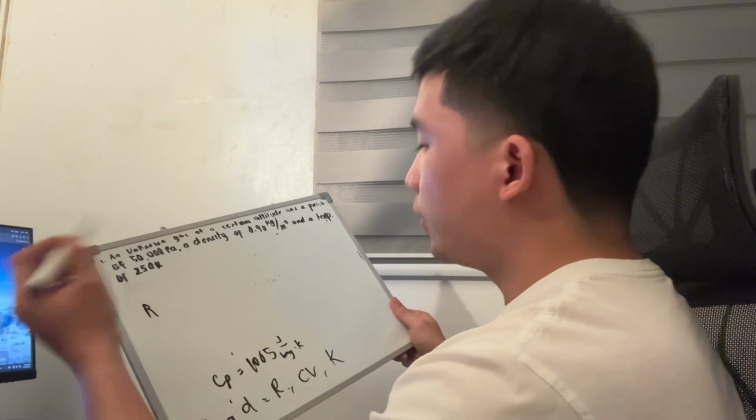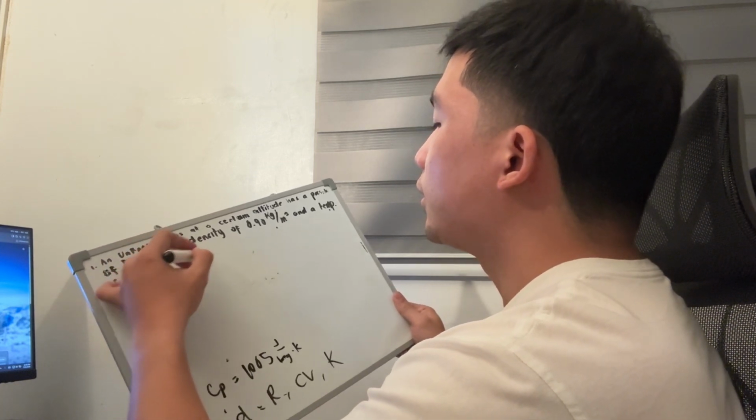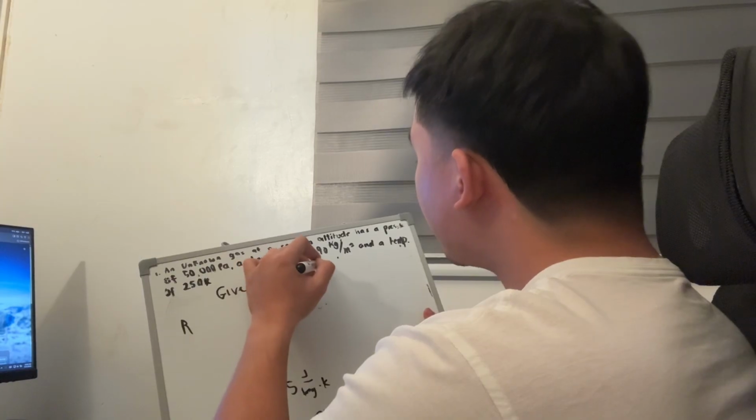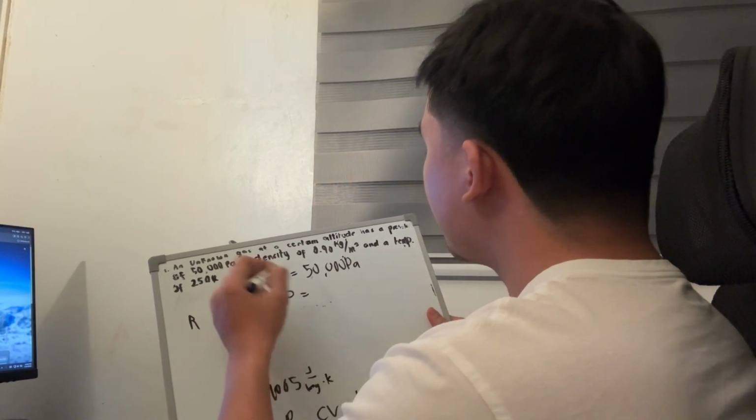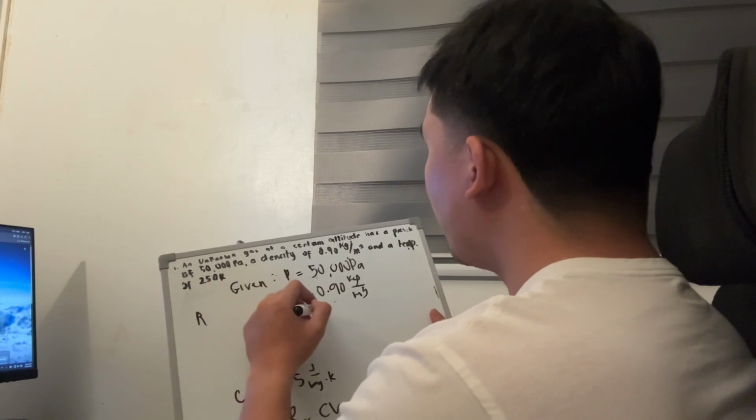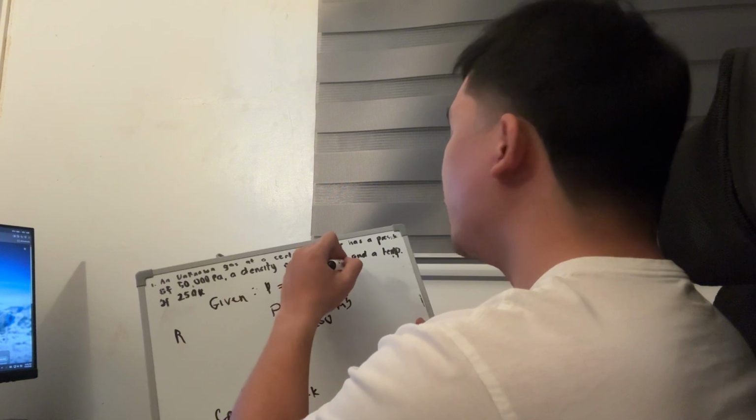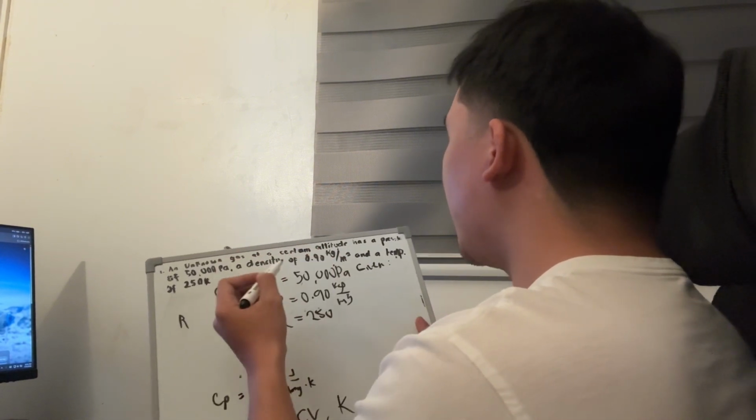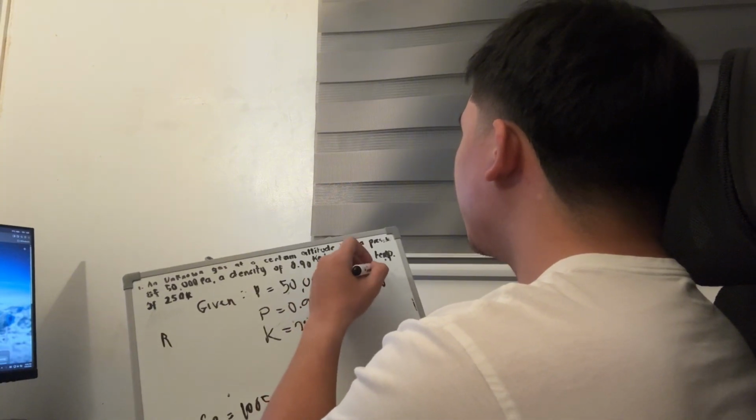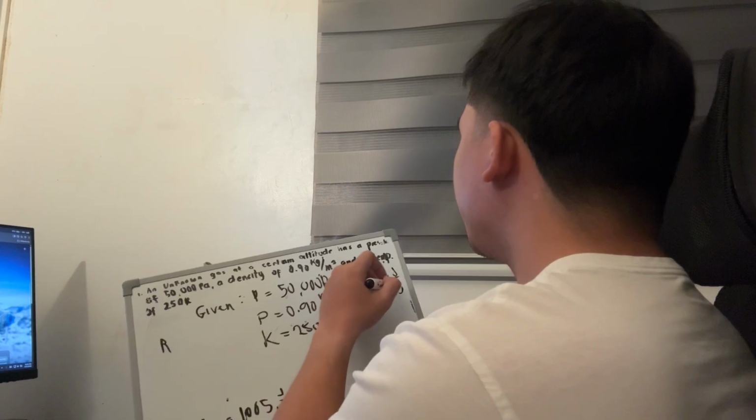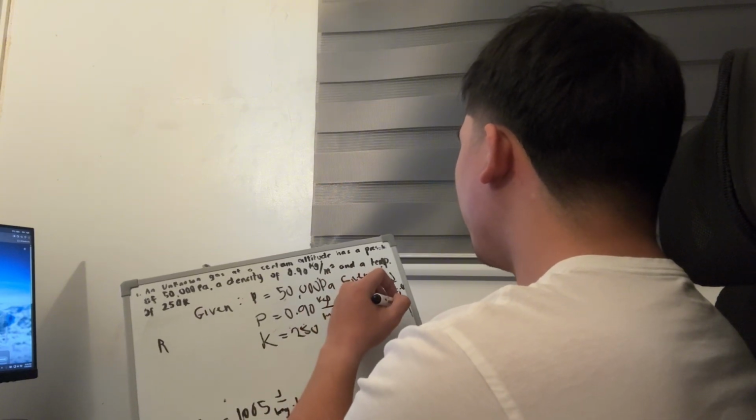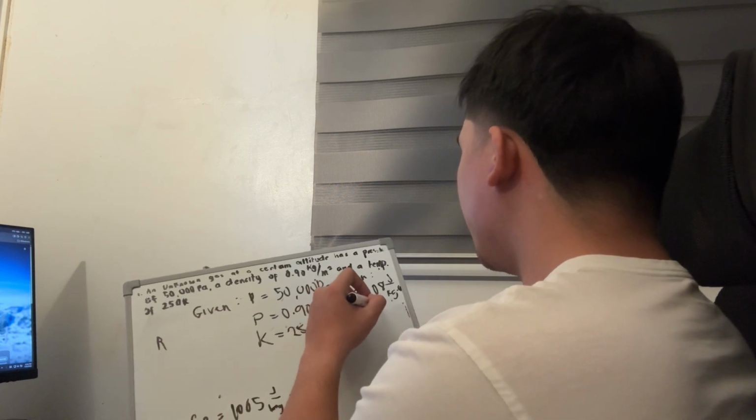Let's write our given first. For our first given, we have pressure, which is 50,000 pascals, density which is equal to 0.90 kg/m³, and our temperature, which is 250 K. And for our B, we have a given constant value for specific gas constant, which is 287.08 J/kg/K. And our Cp, which is 1005 J/kg/K.